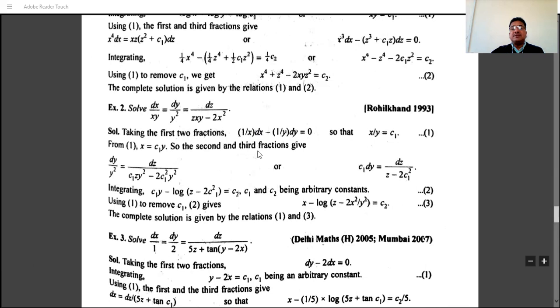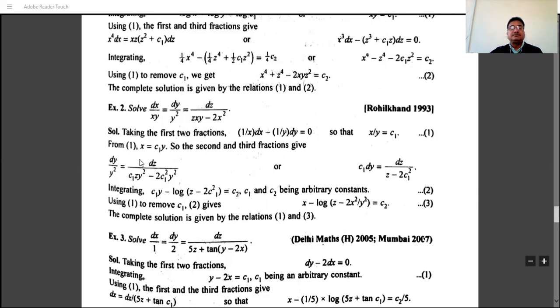Then use this x by y as c1 to find the second solution. So from 1 we have x is equal to c1y. So consider the second and third ratio, that is dy divided by this and dz divided by this, and write x in terms of y. So x gets cancelled. That is, substitute x as c1y, by considering the second and third ratio.